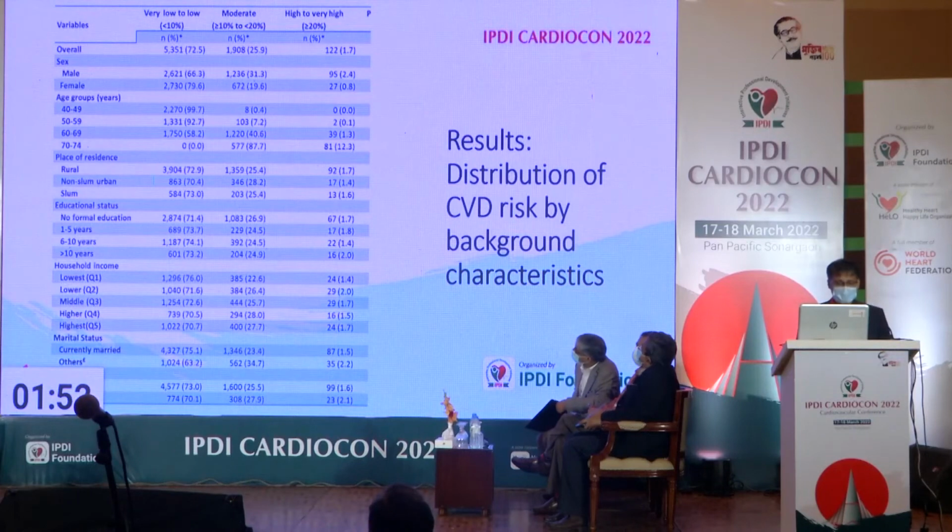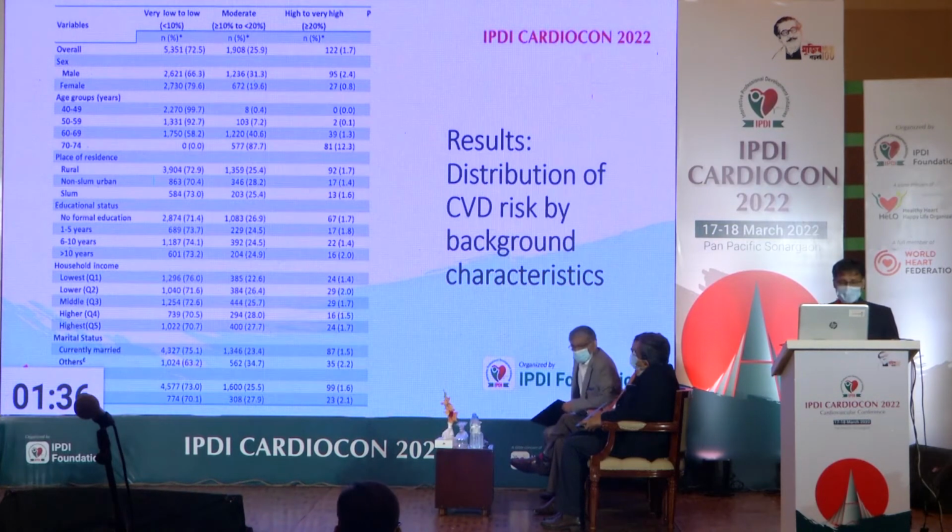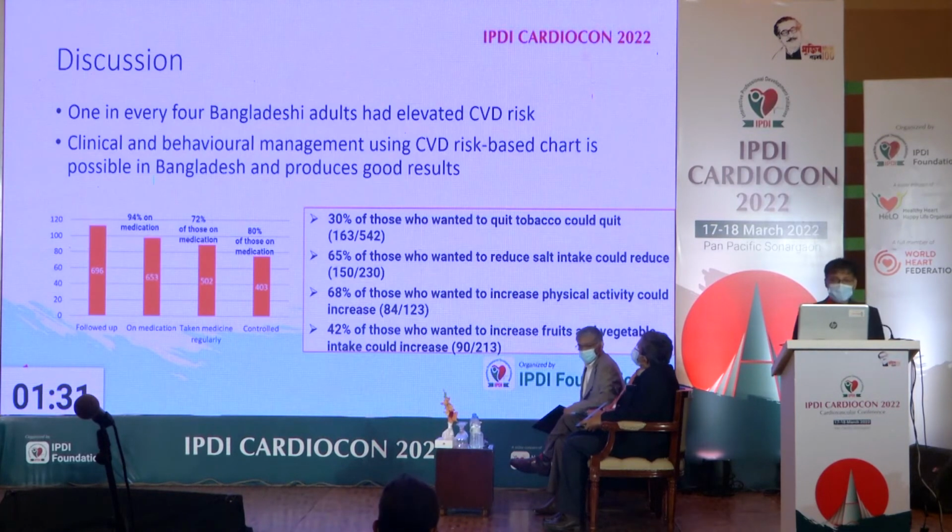This is a busy slide, but you see here that males are at higher risk of cardiovascular diseases. When age increases, there is an increase in CVD risk, but there is no variation between rural, non-slum urban, or slum areas. The risk doesn't vary depending on education or even household wealth status, but currently married people are at lower risk, and there is no variation depending on religion as well. So, in summary, 1 in 4 Bangladeshi adults had elevated CVD risk, more than 10% chance of having a myocardial infarction or stroke in the next 10 years.